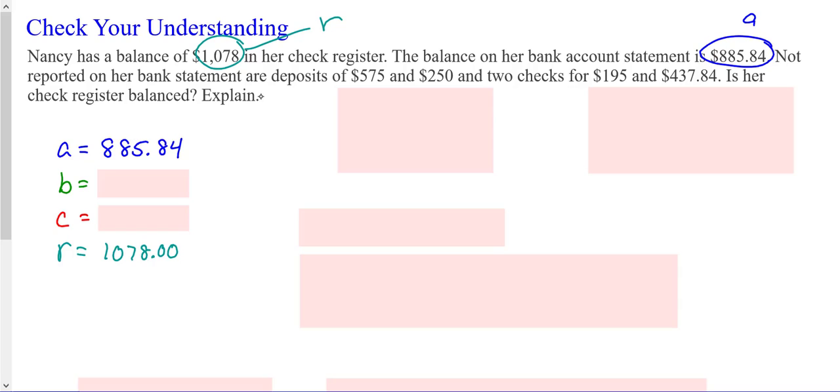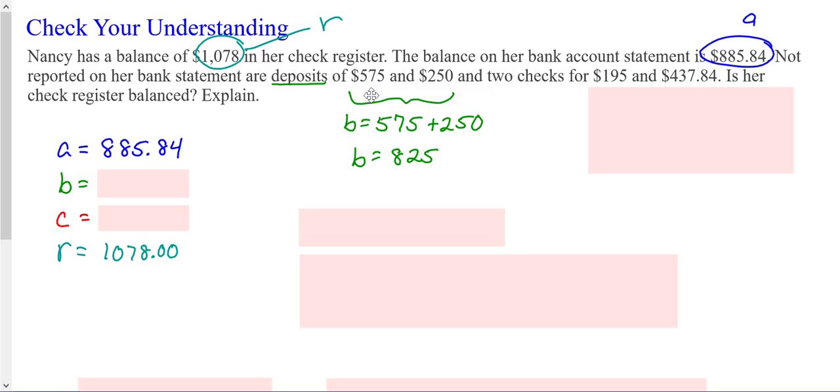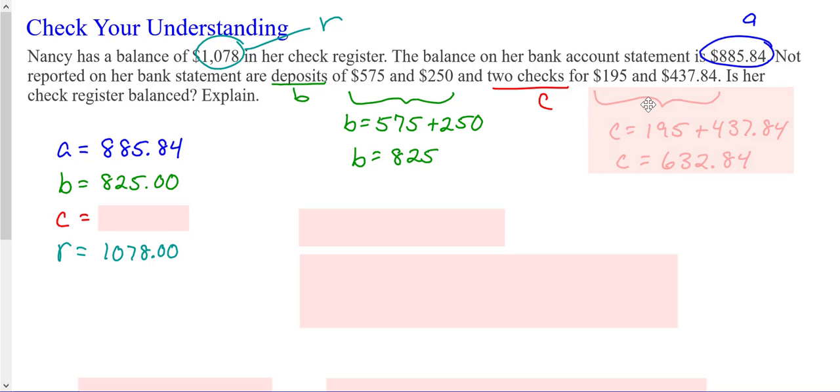So reported on our bank statement are deposits of $575 and $250. So deposits are going to be our B value. And you add them and you get $825. And lastly, our two checks, these are going to be withdrawals. So these are going to be our C value and deposits for our B value. We would add them together and put them in our C section.